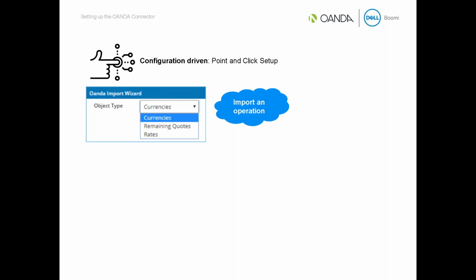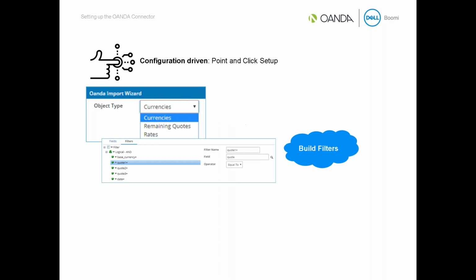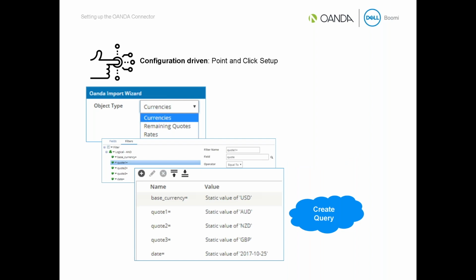So again, as with the rest of the platform, it's configuration driven, point and click. So in setting up a connection to OANDA, we're going to start with selecting one of the object types, which represents data available through the OANDA API. We're going to select one, in this case, currencies. Selecting currencies is going to then go out and bring metadata back from OANDA, and it's going to provide us the metadata that we need to be able to build our filter, which is going to determine what data we extract from the OANDA API.